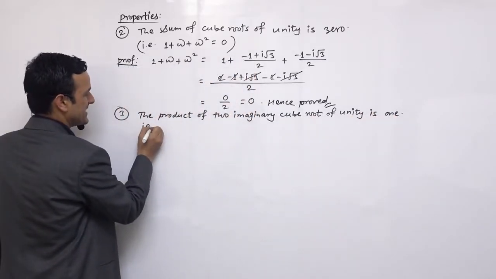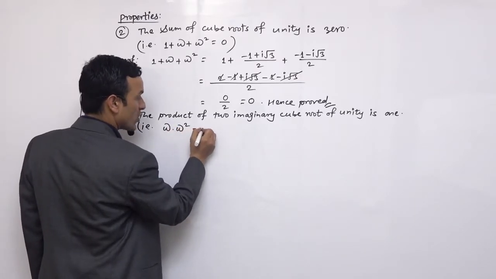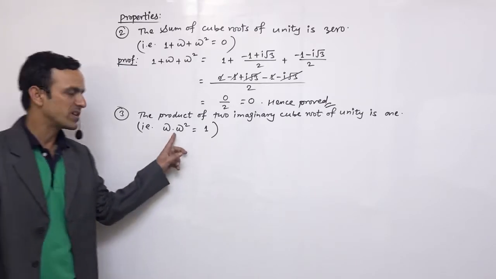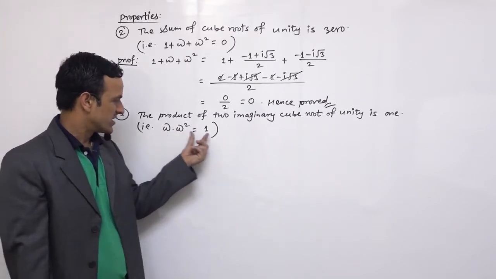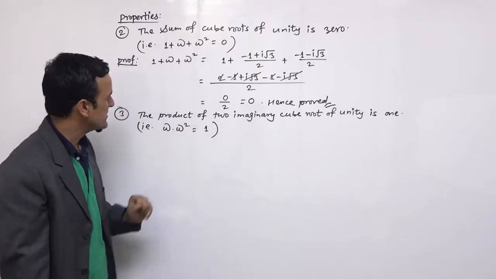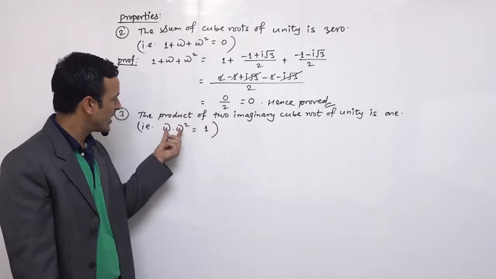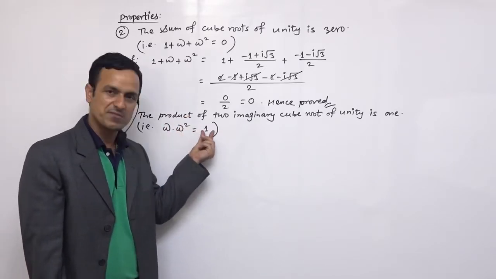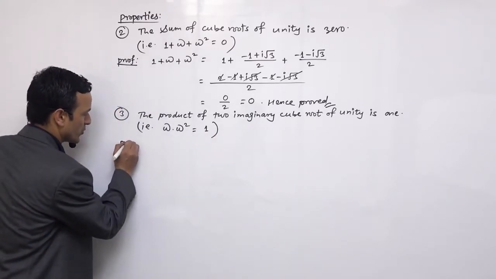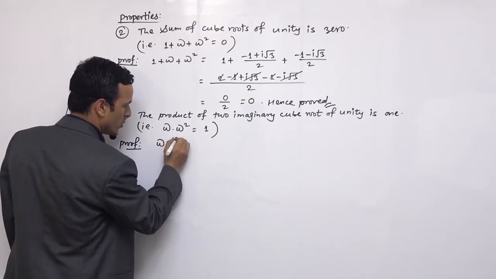So that is omega into omega square is always 1. It is the property. Mathematically we can write this one. Omega means one of the imaginary cube root of unity, and another imaginary cube root of unity is omega square. When we multiply together it becomes 1. That's why. Now how to prove? Look at once. So omega into omega square.